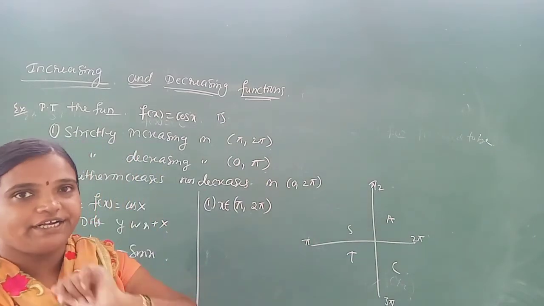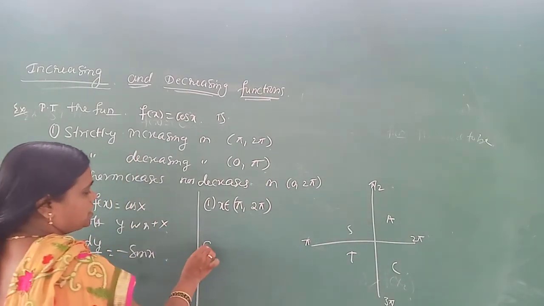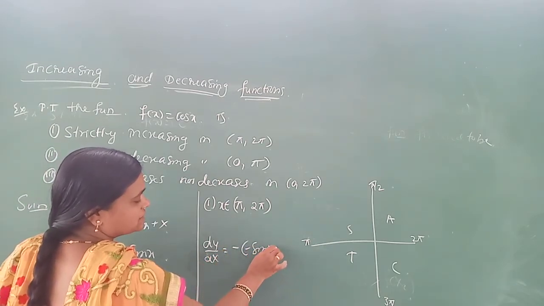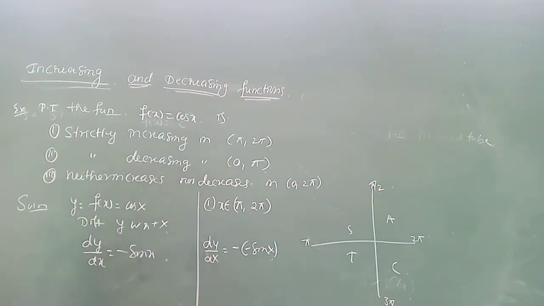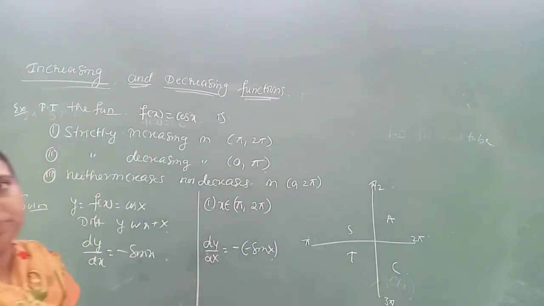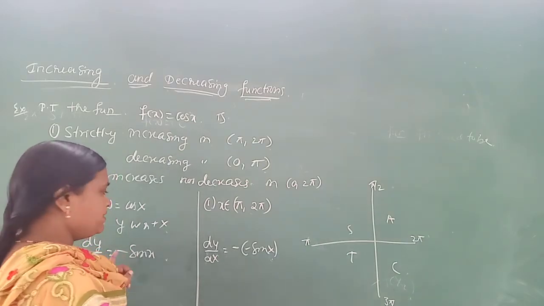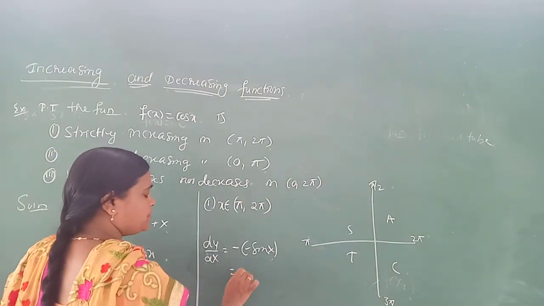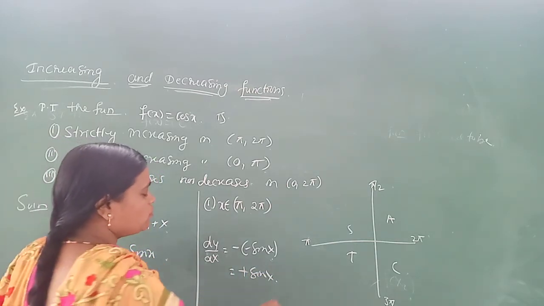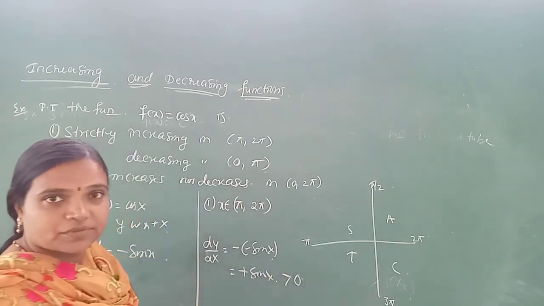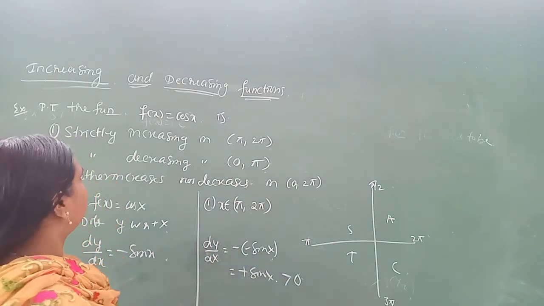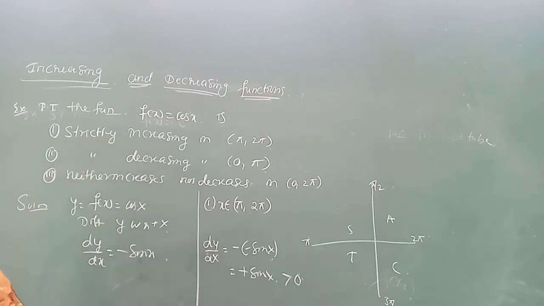are negative. Therefore, dy by dx is minus of minus sin x. Did you understand? In the third quadrant and fourth quadrant, the value of sin is negative. Correct? Already minus sign is there. Minus into minus becomes what? Plus sin x. Correct? Plus sin x means what? More than 0. Means dy by dx is more than 0. If dy by dx is more than 0, we see that naturally it is an increasing function.